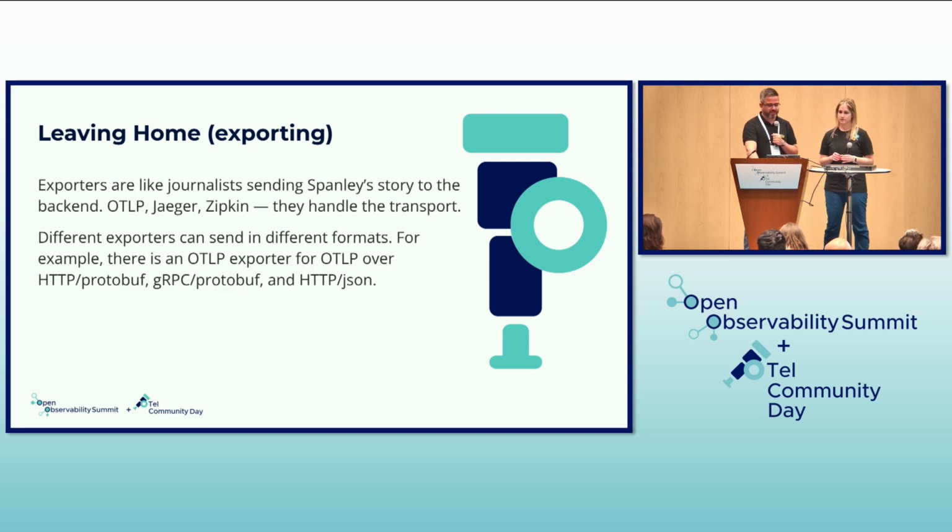So exporters like the OTLP exporter are like journalists, sending Spanley's story to the backend. These journalists are reviewing span data, ensuring it's correctly formatted and securely transmitted via protocols like OTLP. Exporters translate and package each span's information, make it ready for the back-end processing. Different exporters can send in different formats. For example, there is an OTLP exporter to the HTTP protobuf, gRPC protobuf, and also the HTTP JSON.